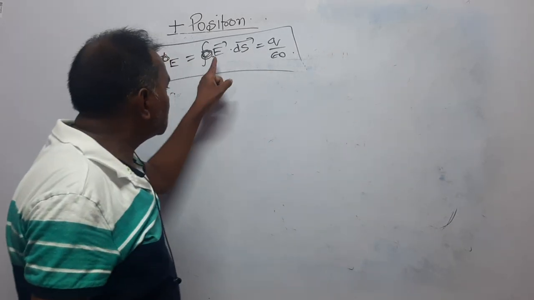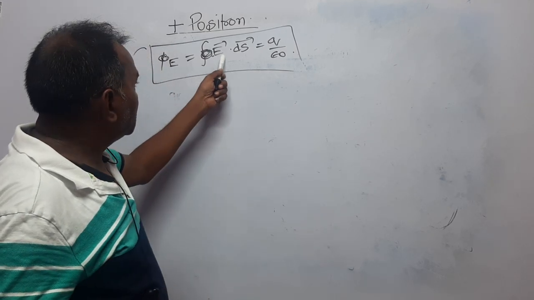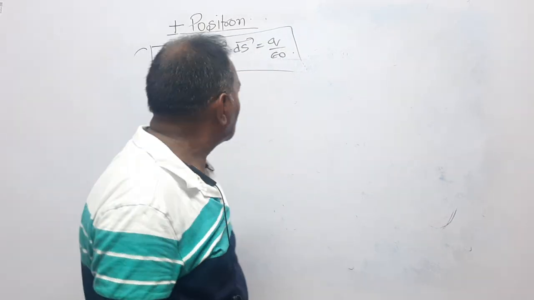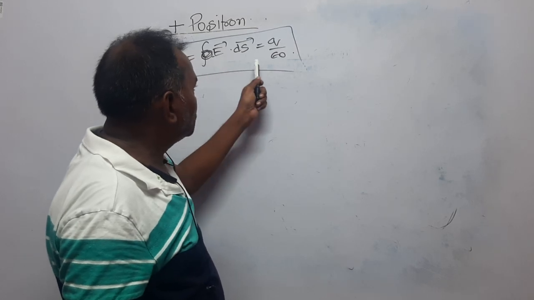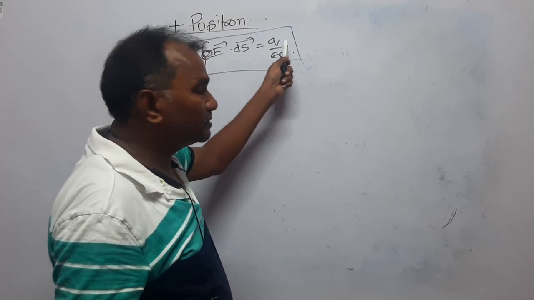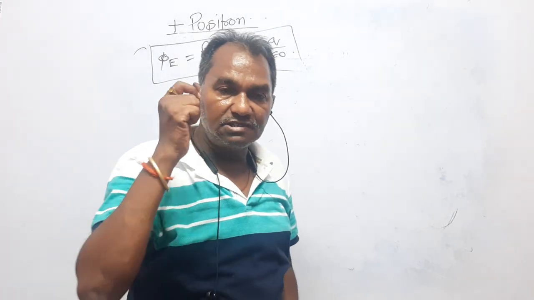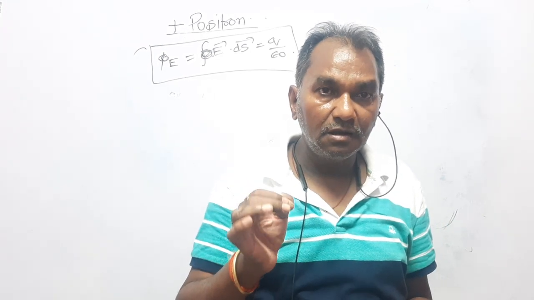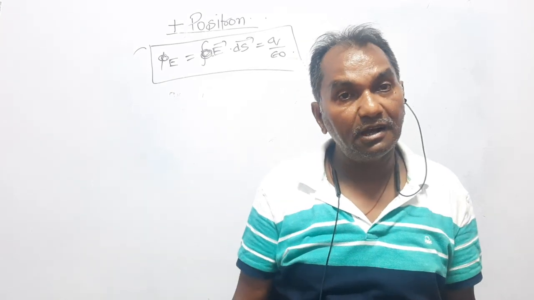Dear student, this law says, look here, integral E dot ds is equal to q upon epsilon naught, meaning the electric flux associated with a closed loop is equal to 1 upon epsilon naught times the charge enclosed in that loop. What are the limitations of this law? This law is true only when the charge is kept in a closed loop. Otherwise, you cannot apply it, right?